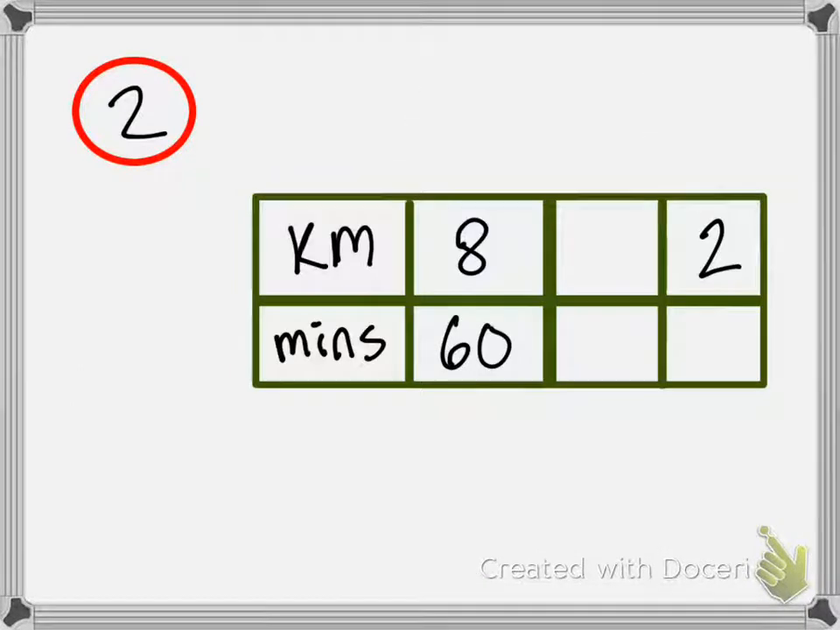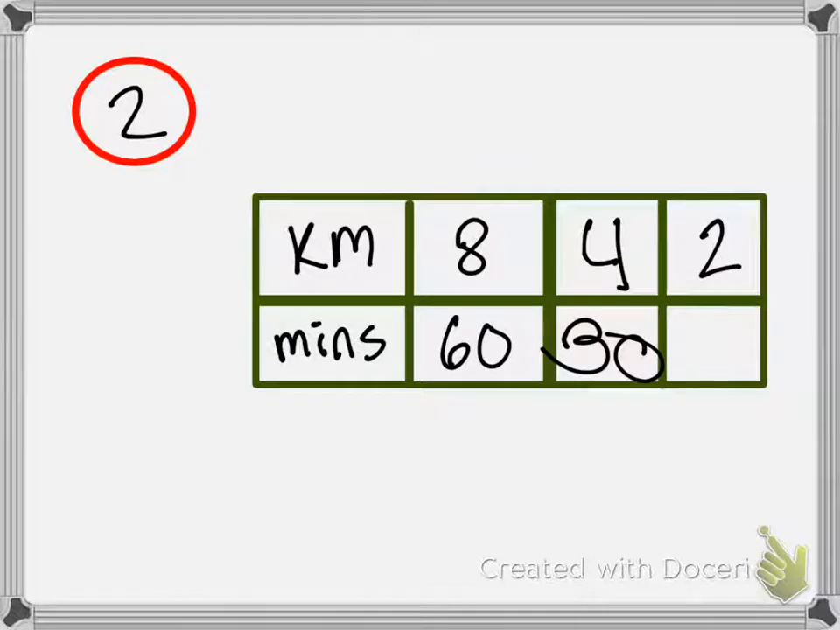Let's see number 2. So this problem says, Tonya ran 8 kilometers in 60 minutes. At this rate, how long would it take her to run 2 kilometers? Alright, so what I did first was divide 8 divided by 2 and then the 60 divided by 2. And I got 4 and then 30.